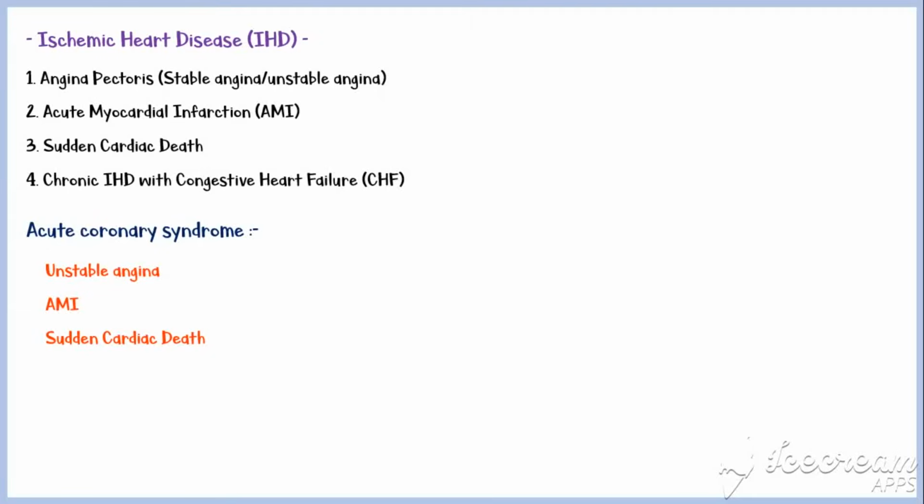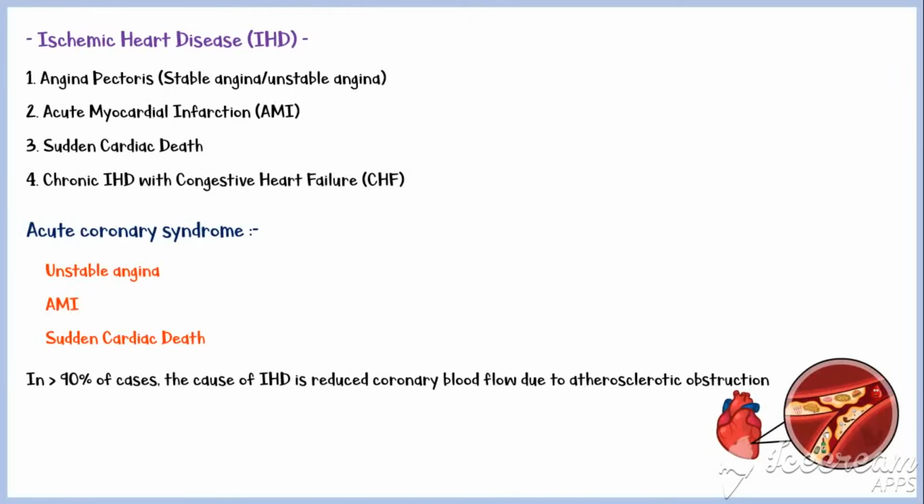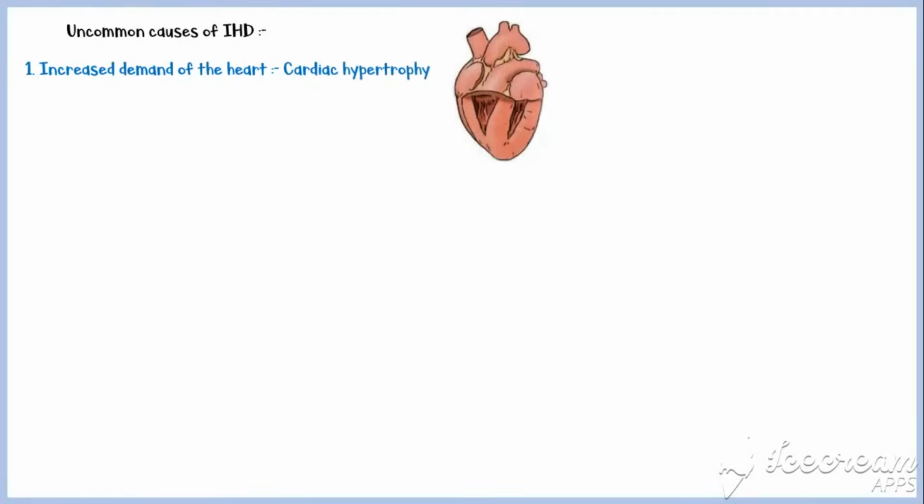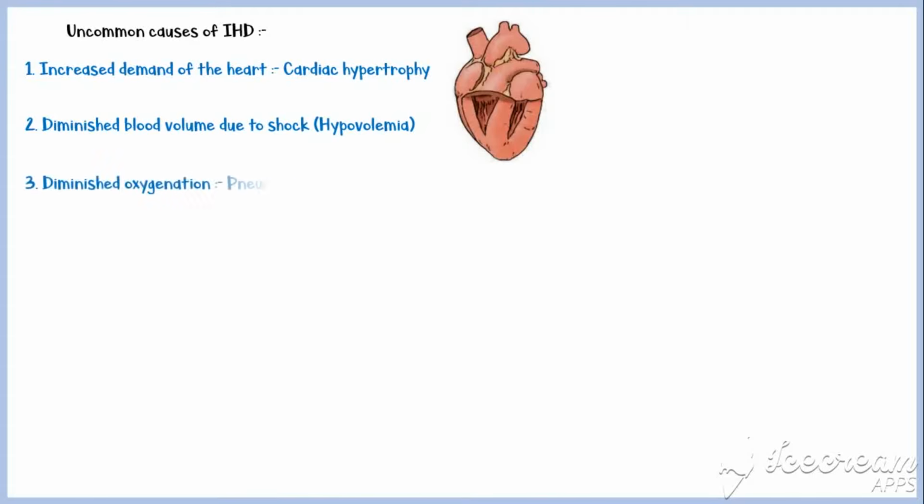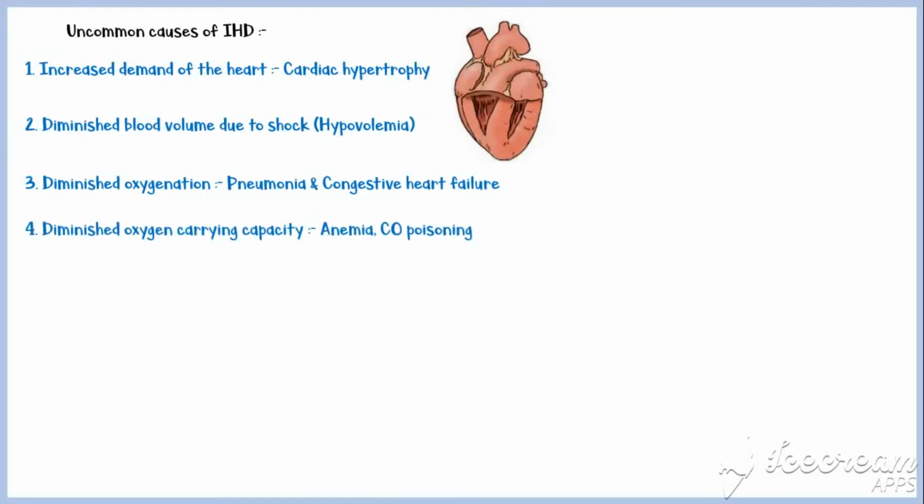In more than 90% of cases, the cause of ischemic heart disease is reduced coronary blood flow due to atherosclerotic obstruction. Some uncommon causes of ischemic heart disease include increased demand of the heart, such as in cardiac hypertrophy, diminished blood flow due to shock, diminished oxygenation in conditions like pneumonia and congestive heart failure, and diminished oxygen carrying capacity, such as in anemia and carbon monoxide poisoning.